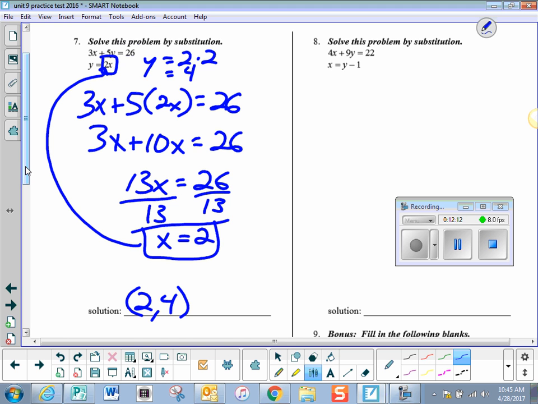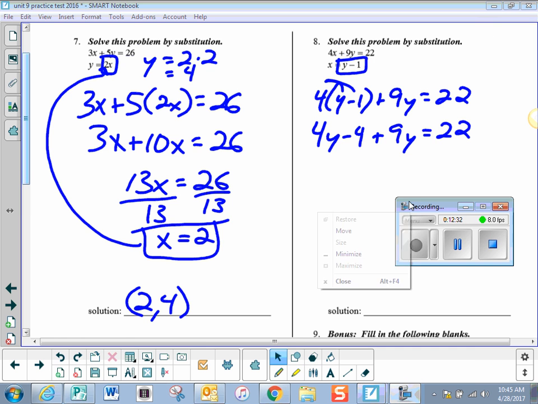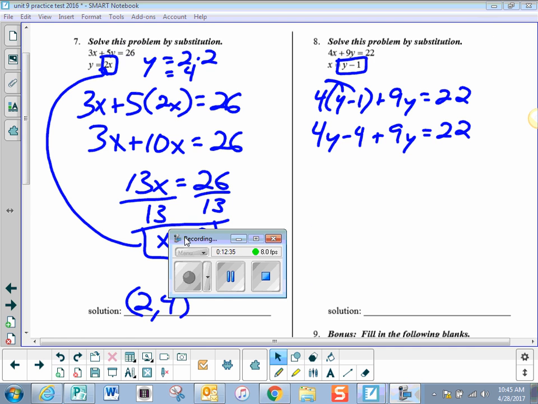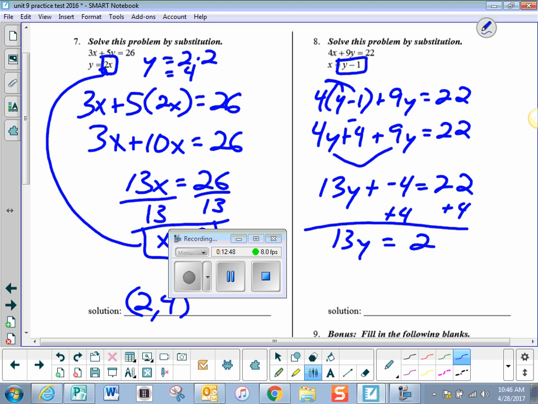Okay, and this one, Tanner. Now I'm going to plug in y minus 1 for x. So 4 times y minus 1 plus 9y equals 22. So I get 4y minus 4 plus 9y equals 22. I need to simplify before I solve. So I'm going to add like terms. 4y plus 9y is 13y plus negative 4 equals 22. I'm going to add 4 to both sides. So 13y equals 26. Divide by 13 and y equals 2.